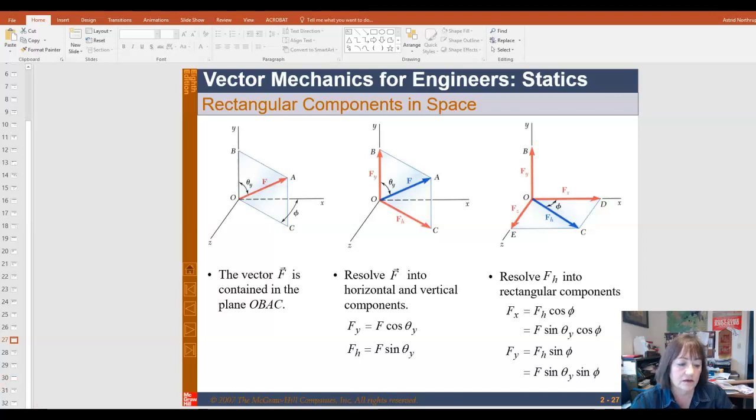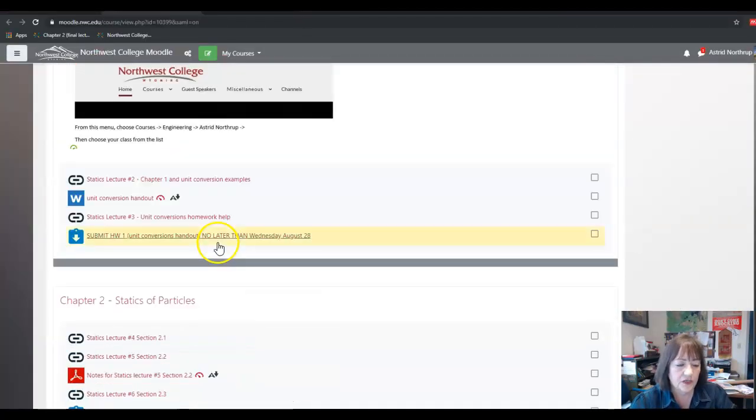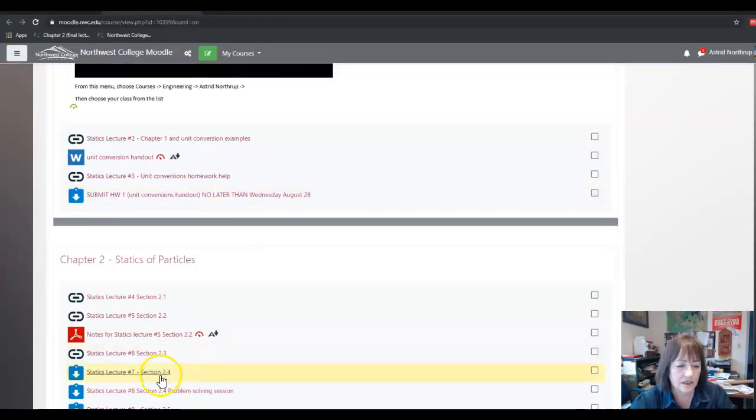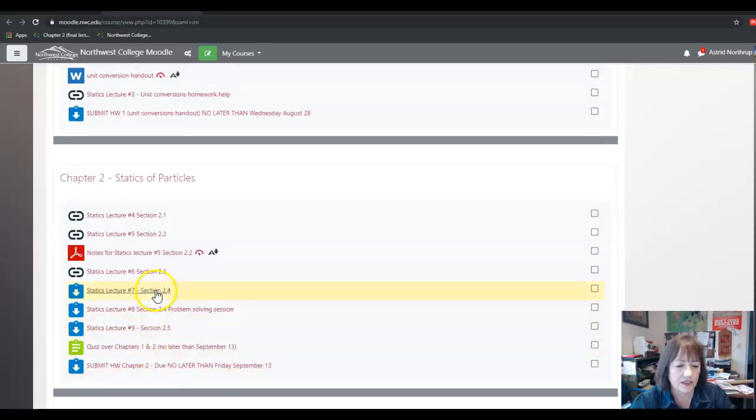Now if you look at our class Moodle page, you will see that lecture number 7 and lecture number 8 will both involve section 2.4. And the topic of 2.4 is forces in space. So up to this point we have kept our discussion to the plane of the board, the XY plane, and now we're going to extrapolate that discussion into 3 dimensions.